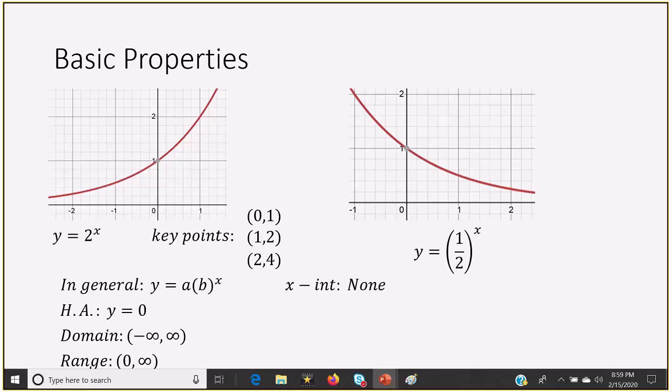X-intercept is none, because we have that horizontal asymptote with y is equal to 0. Y-intercept is 0, comma a, or when we were talking about y is equal to 2 to the x, 0, comma 1. And we don't really talk about that much in this section. That's why I'm actually not going to fix the error on this one. The graph is going to be increasing if b is greater than 1, and it's going to be decreasing if b is between 0 and 1. So is it exponential growth? B is greater than 1. Yes, increasing. Is it exponential decay? Between 0 and 1, then it's decreasing like the graph on the right.